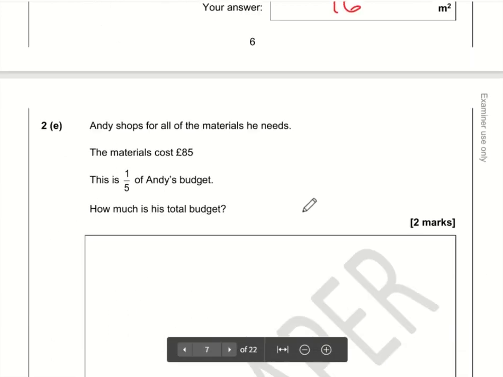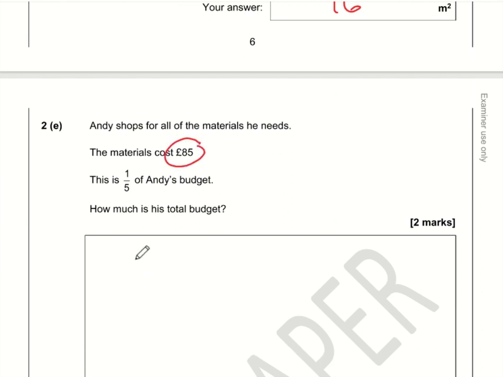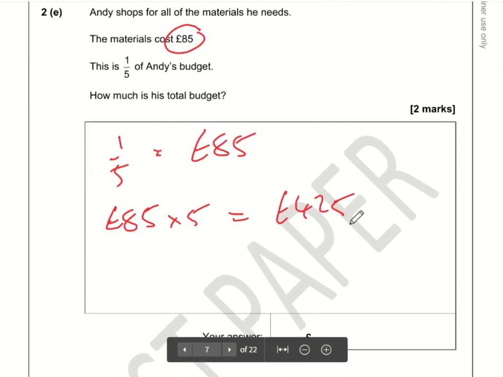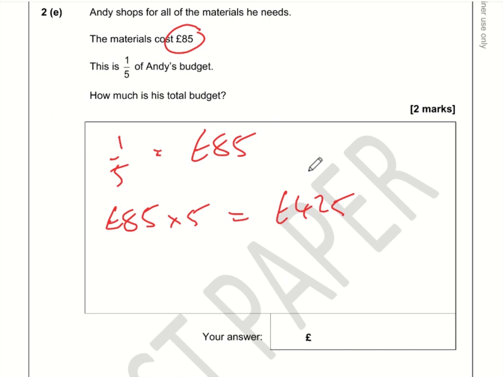Okay, so for this question we know that £85 is 1/5. So if 1/5 is £85, then the full amount is going to be 5 times greater. So it's just 85 times 5, and 85 times 5 is £425. And again, we can work that one backwards. Divide that by 5, we get the £85. So £425.